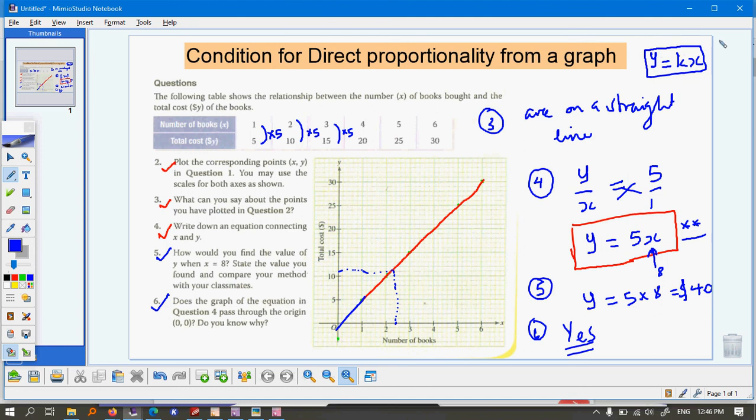Now, this brings me to the condition for direct proportionality from the graph. Number one, your graph has to go through the origin. If it does so, that means that x is directly proportional to y. And secondly, x and y will be related by the equation y equals kx. So if you determine the equation of your graph and it's y equals kx, it means that x and y are directly proportional to each other. Once again, the conditions are your graph has to go through the origin, and secondly, the equation of that graph or of that line has to be in the form y equals kx, where k is the constant that we previously talked about.